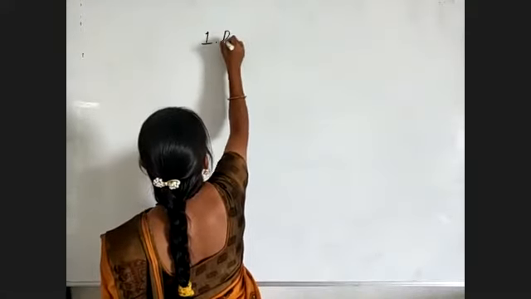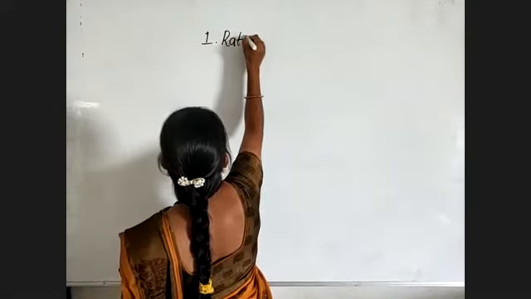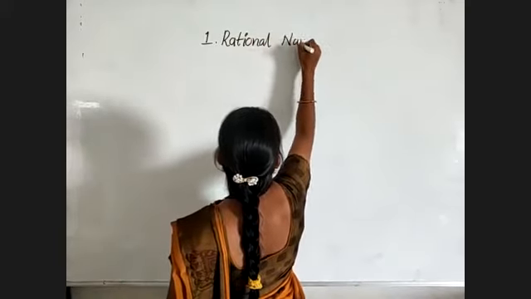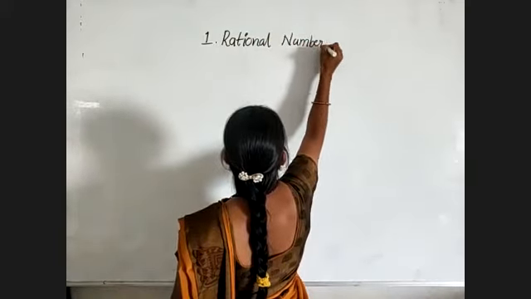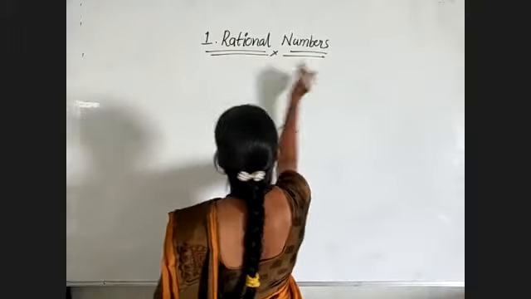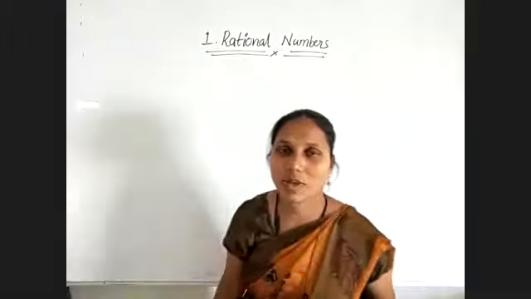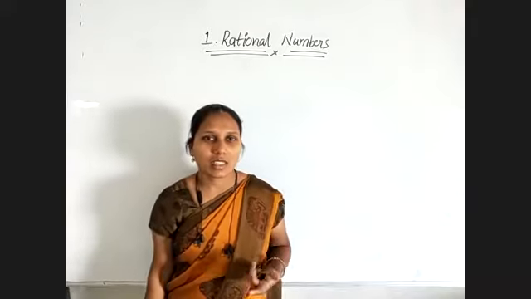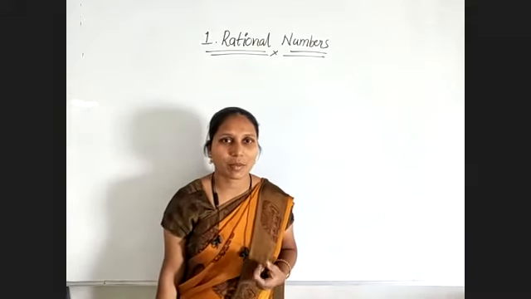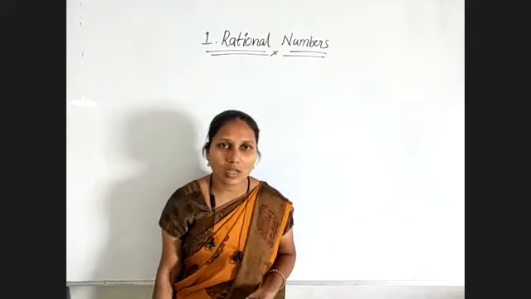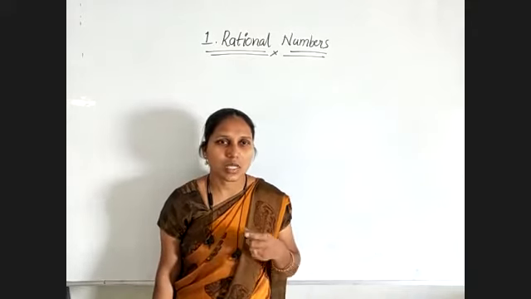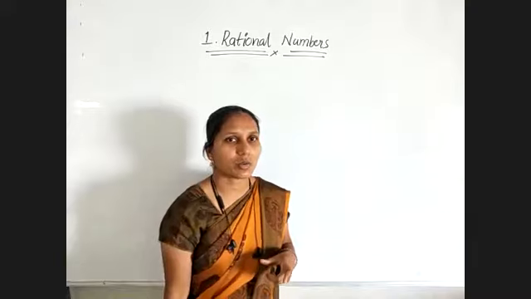Rational numbers. Before that, once again, I am explaining what is meant by a rational number. So maybe you remember what is a rational number. A rational number is nothing but a number which is expressed in the form of p by q. q will not be equal to 0, and p and q must be integers. So this one I have explained so many times.